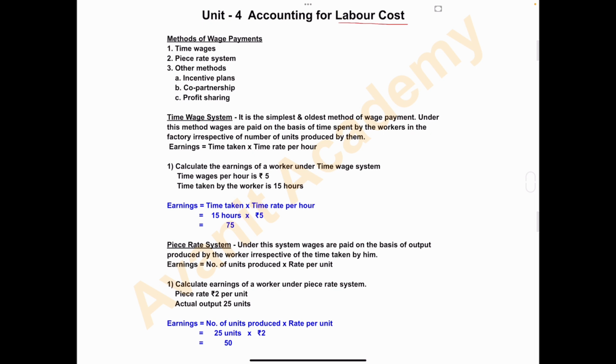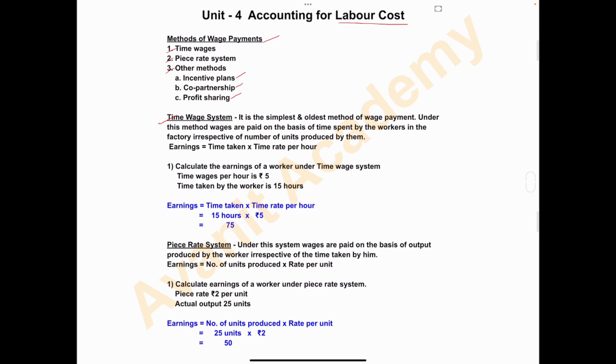There are three different methods of wage payments. Number one, time wage system. Second, piece rate system. Third, other methods, in that incentive plans, co-partnership, and profit sharing. So we'll study all these methods in this chapter and we'll solve problems on these methods. Let's start with the time wage system or time rate system.